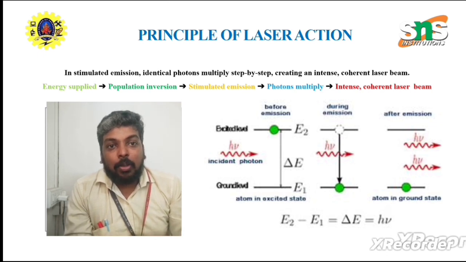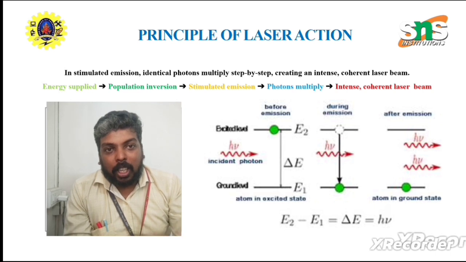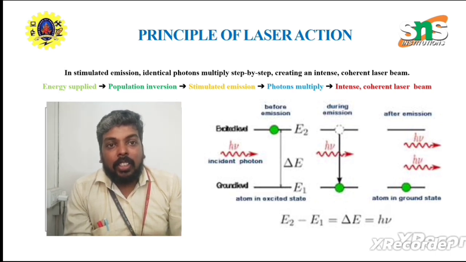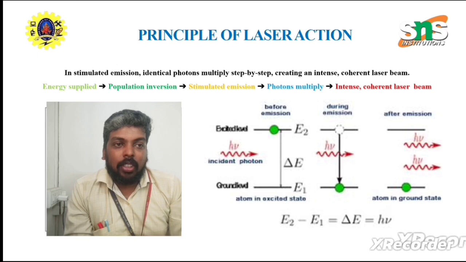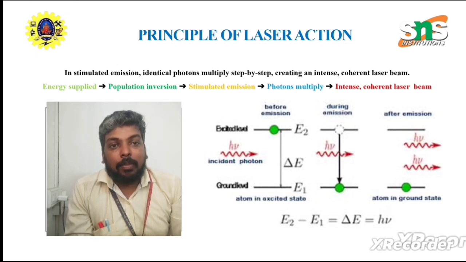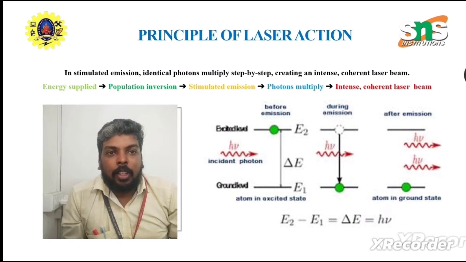In that state we give energy to the electron or atom in the excited state, and the electron stimulates the other higher energy electrons, so the energy is emitted in terms of multiples of photons. One electron transfers energy to another electron, which transfers to another electron, and it multiplies to give highly intense and coherent laser light from the atomic states. So this is the complete process of the principle of laser action.